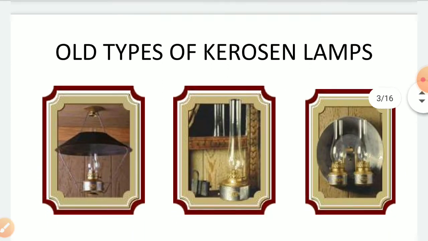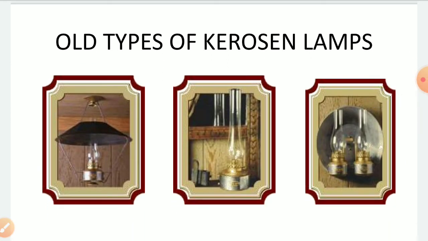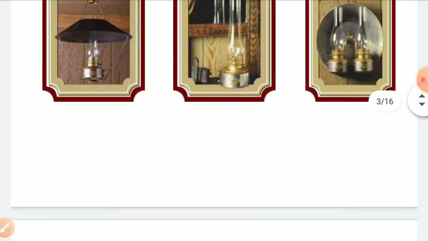For the old types of lamps, you can see in the figure, they used kerosene lamps to get light, to get their area illuminated. In earlier days they used kerosene lamps. These kerosene lamps were replaced by incandescent lamps. So first they started with kerosene lamps to illuminate a particular area, then came the incandescent lamps, and then came the fluorescent lamps, discharge lamps, LED lamps, and many more. These are the conventional types of lamps which were used to illuminate surfaces in the good old days.